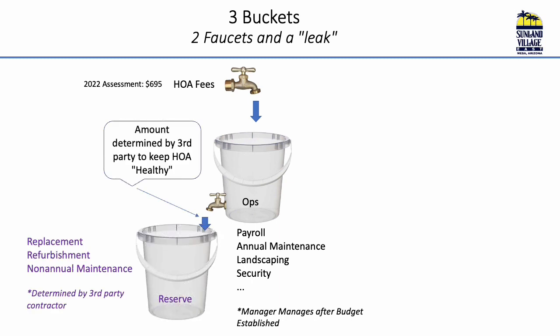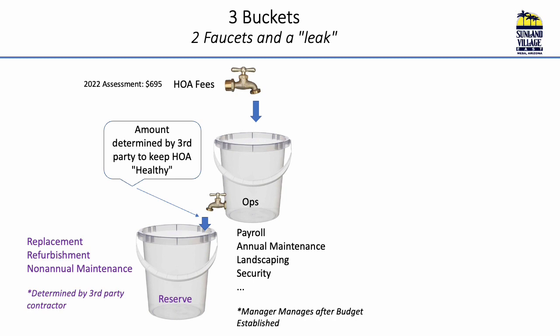Now comes the leak, or the siphoning off of funds from one bucket to another. Every few years we hire a company to estimate what it will cost us to repair or replace our facilities. For instance, we need to replace our air conditioners every 18 years. This company also determines how much money we should put in this reserve bucket to keep the village healthy. I'll talk a little bit more about Healthy Village a little later in the presentation.